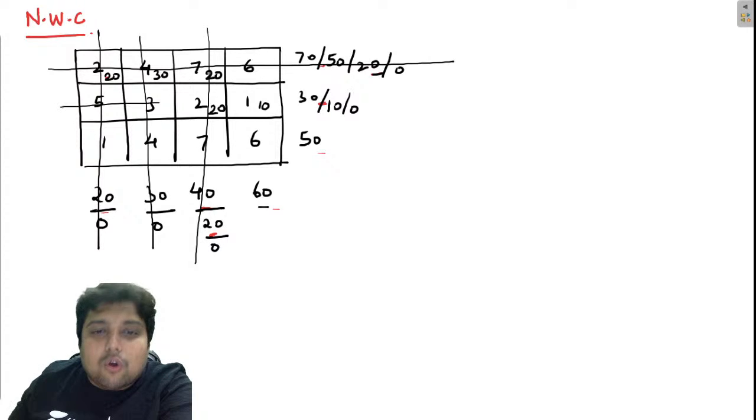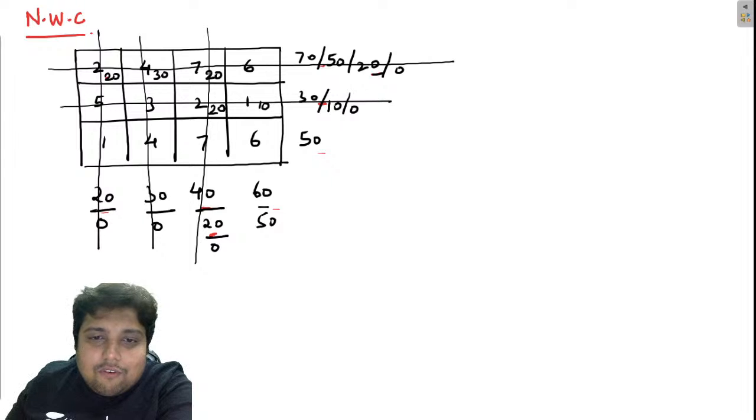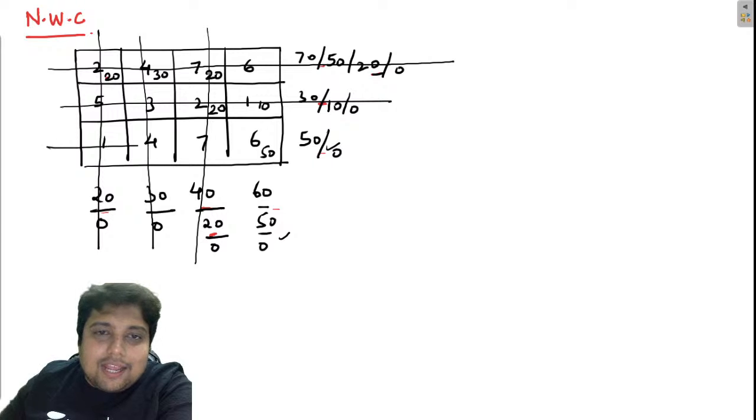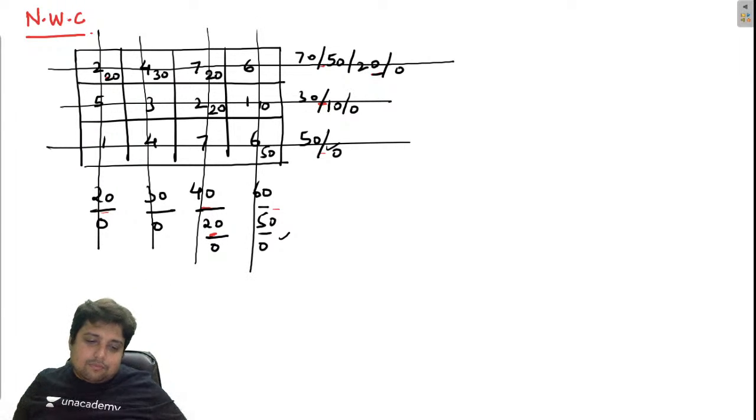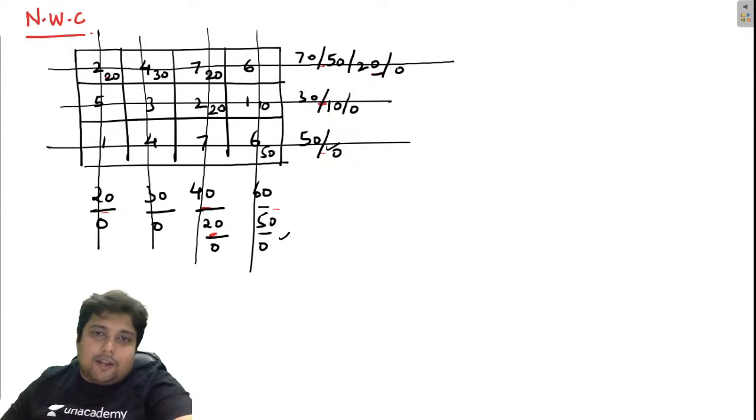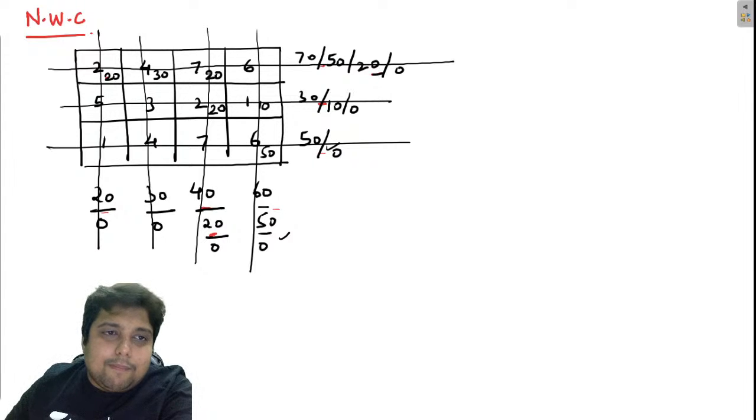0, 50. Only 1 is left, asking for 50, we can give 50. Let us do that. 0, 0. Cutting, cutting. I hope you people got my point, right?